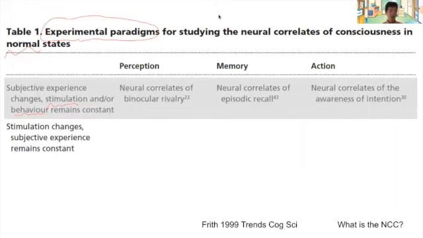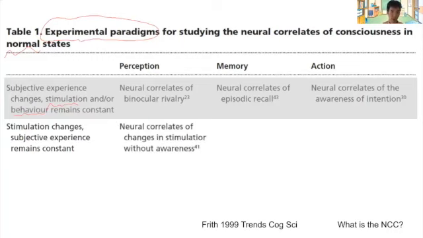And then the stimulation changes while subjective experience remains constant. That's the opposite of what I discussed above, which could be the neural correlates of changes in stimulation without awareness. We will go into this kind of paradigm in two weeks or so. One of the most famous examples is change blindness. Even though the stimulus itself is changing, many of the subjects do not experience that there was a change. And some of the journal club presentations that you did in weeks 2 and 4 relate to this type.